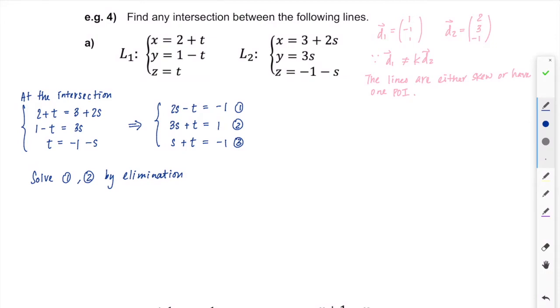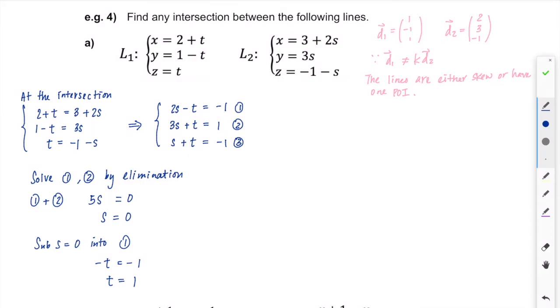If I add the two equations together, I have 2s plus 3s, 5s. Negative t plus t, 0, equals negative 1 plus 1, 0. So s would equal 0. If I sub s equals 0 into, let's say, equation 1, I have negative t equals negative 1, or t equals 1. Now, note that we have only used the first two equations in the system.